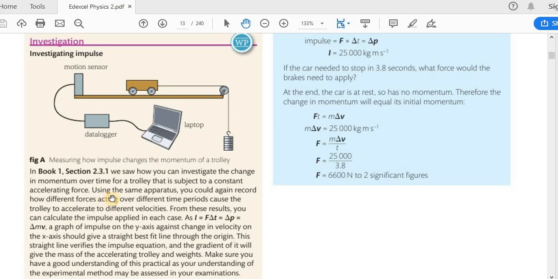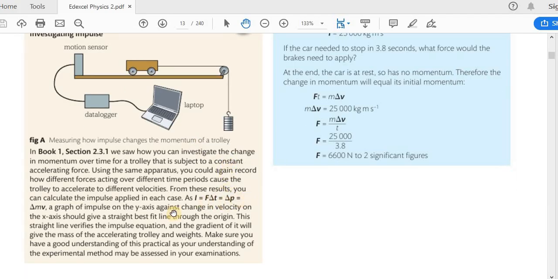Using the same apparatus, you can again record how different forces acting over different time periods cause the trolley to accelerate to different velocities. From these results, you can calculate the impulse applied in each case. The impulse is F times delta t, which is equal to delta p, the change in momentum, and the change in momentum is final momentum minus initial momentum.